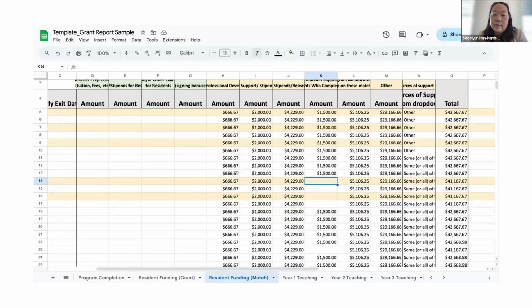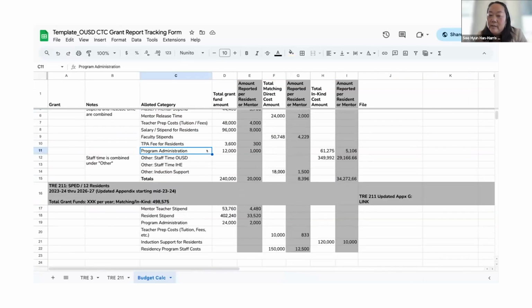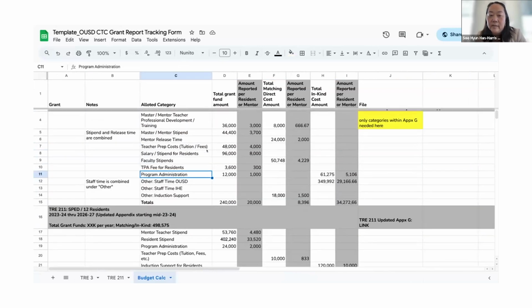The chart that I created is pretty helpful because it just takes the guesswork out. I'm not trying to reinvent the wheel every time. I'm looking at the numbers. What did we say we were going to spend? And if the person went through the residency year, those are the numbers that I'm putting in. And what were the amounts that we said we were going to match or provide in kind? Then I just transfer those numbers in as well.